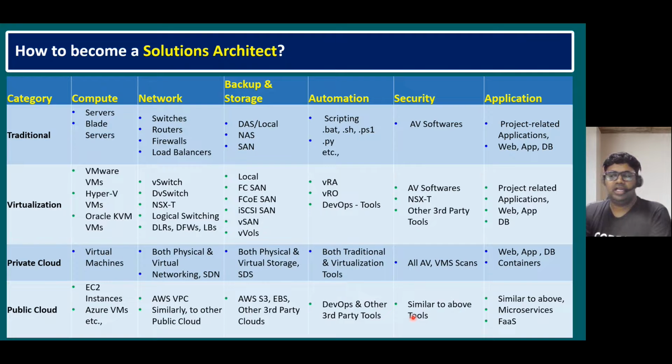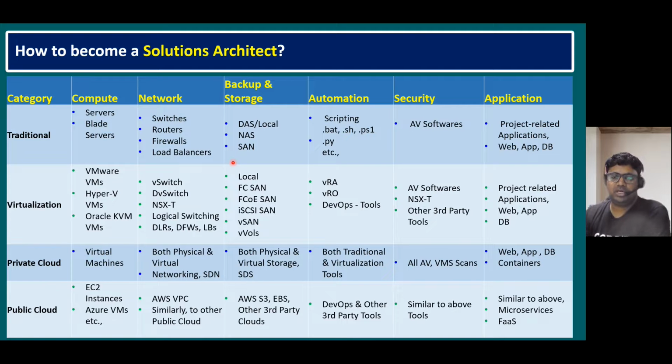In general, in IT infrastructure, there are multiple towers. We have towers like compute, network, backup and storage, automation, security, and application. For compute, there is a separate team. We have a network team separately, a backup and storage team separately, automation separately, and a security team and an application team.